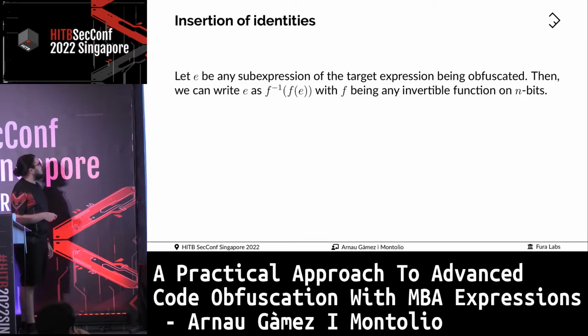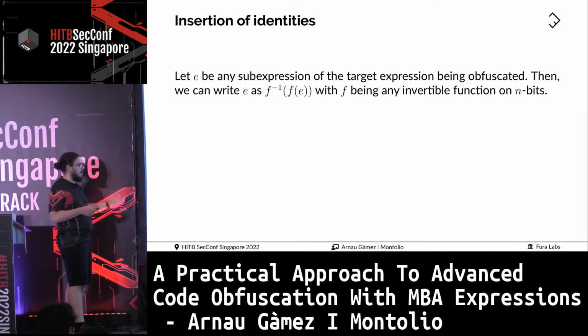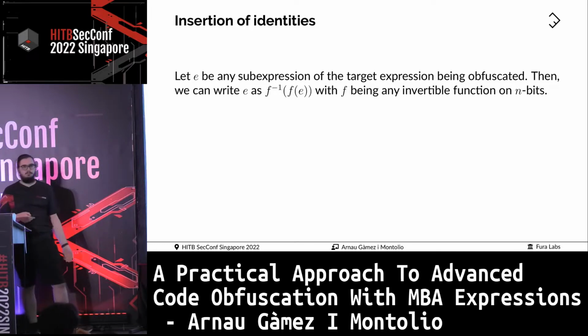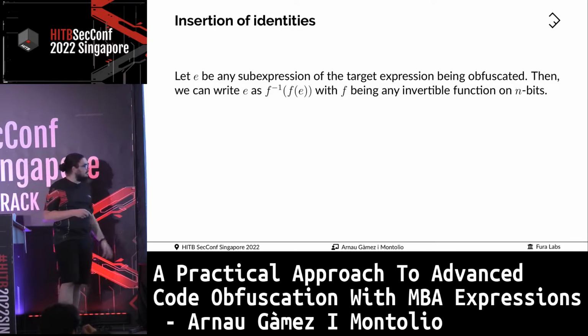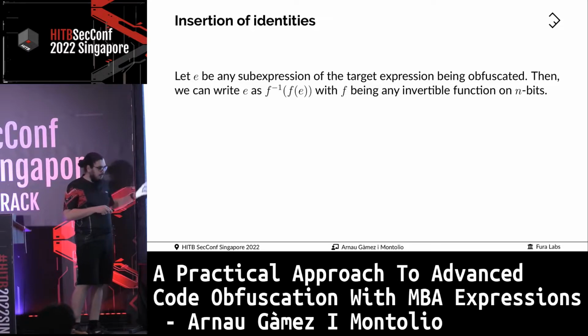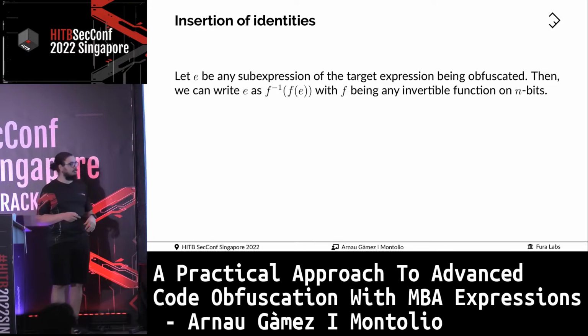Let's talk about insertion of identities, which is another way of producing such obfuscated or more complex expressions from my initial one. And the idea is having an expression or a sub-expression that we want to obfuscate, that we want to transform into something more complex, and then we need a couple of inverse functions on the bit size that we are dealing with, okay?